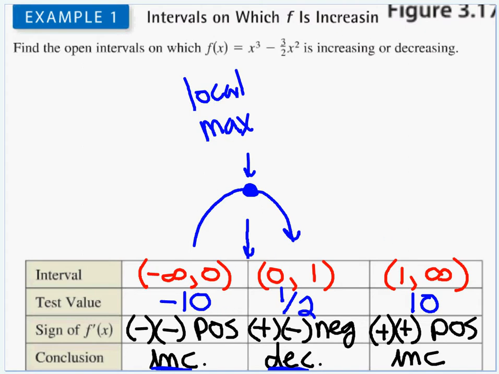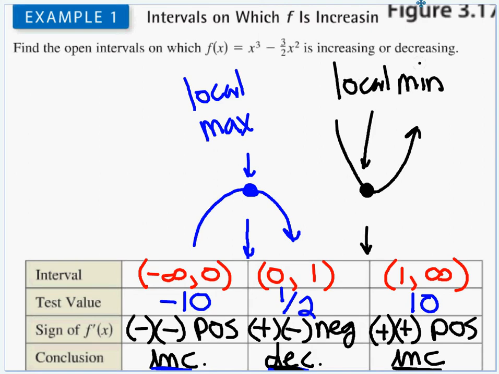And now over here, let me go to black ink. At 1, something is going on, so we've got a dot at 1. To the left of it, our function was decreasing, and then we get to that dot. And on the other side, from 1 to infinity, our function changes to increasing. So what we just found here is a local min.